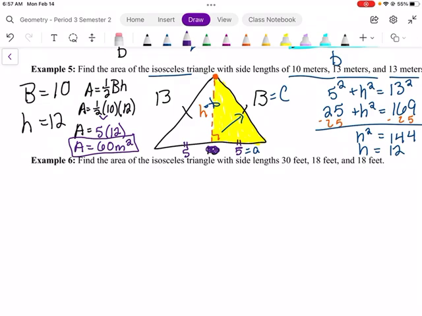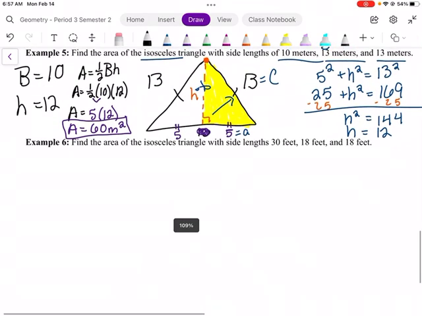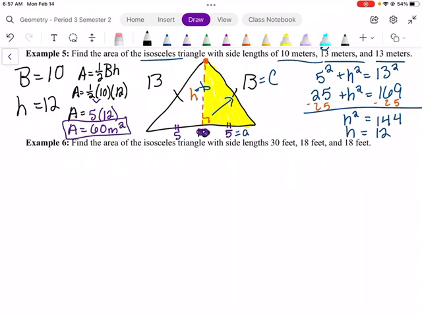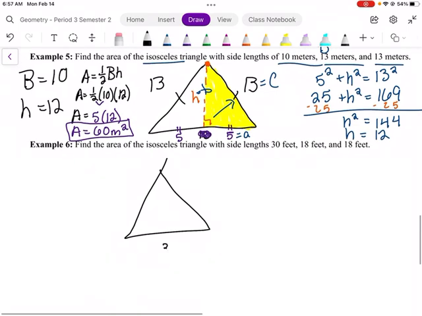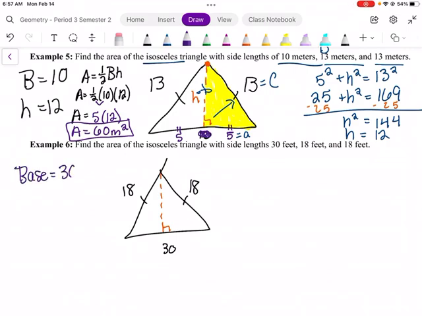So again, we're going to find the area of an isosceles triangle. Draw my picture here. And this one has a side length of 30, 18, and 18. I'm going to start by drawing my altitude really quick. And remember that altitude cuts the base in half. So we already know our base is 30. And now we've cut that in half. So each of these lengths would be 15.